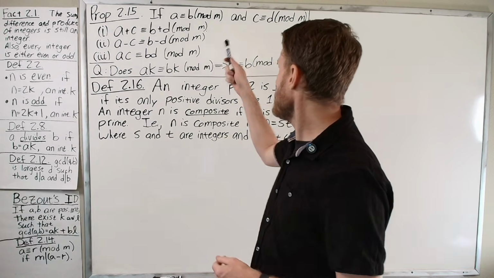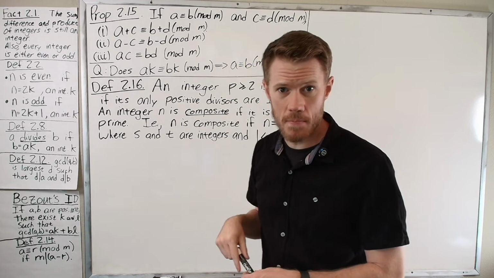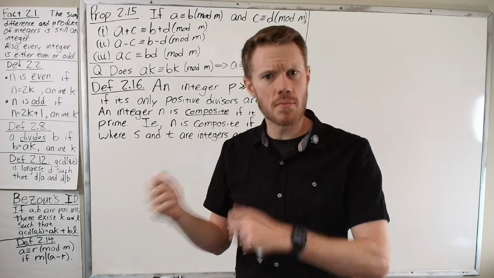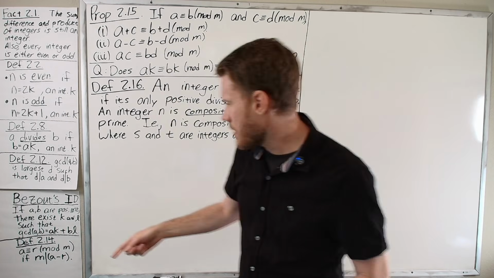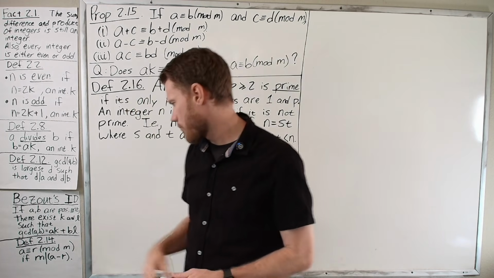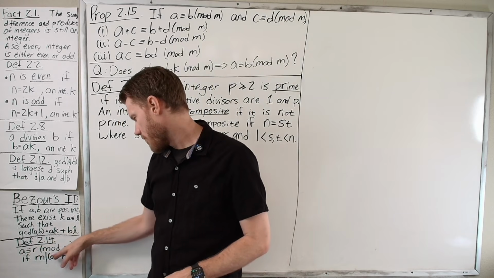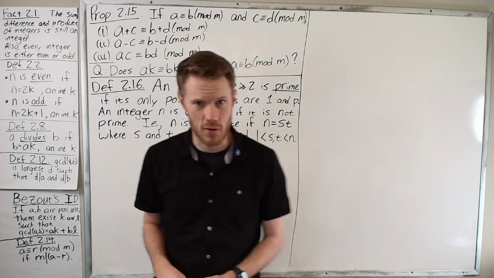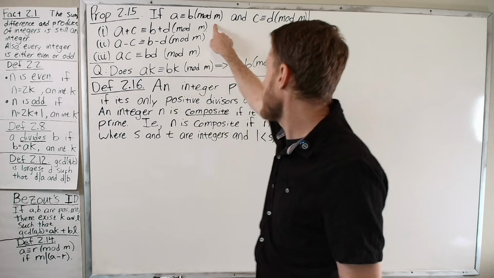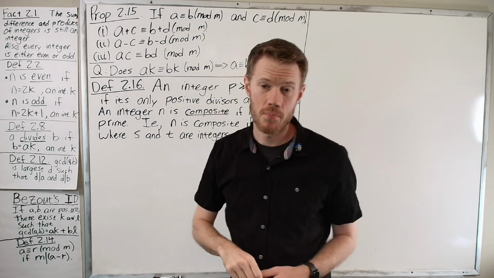Last time we proved proposition 2.15. It says if A is congruent to B mod M. Do you remember what that means? A congruent to B mod M? Well, it had a definition. Definition 2.14 says that A is congruent to R if M divides A minus R. So in this case, M would have to divide A minus B.